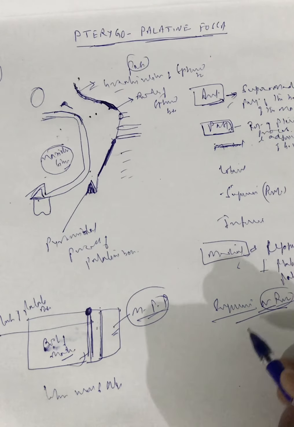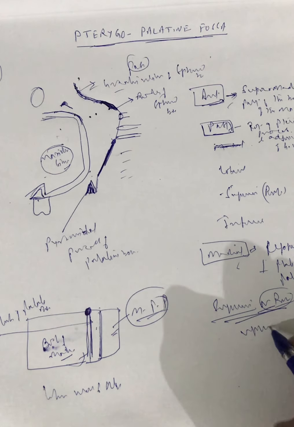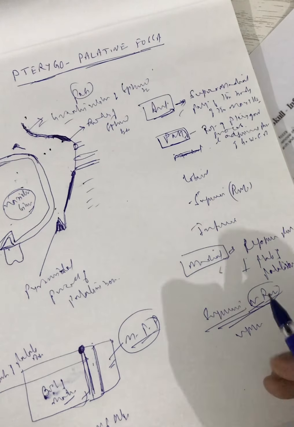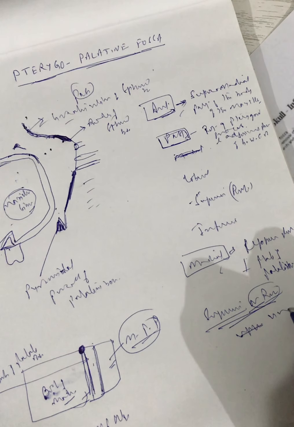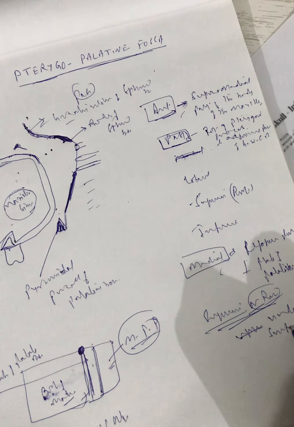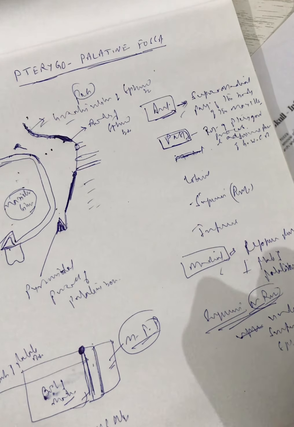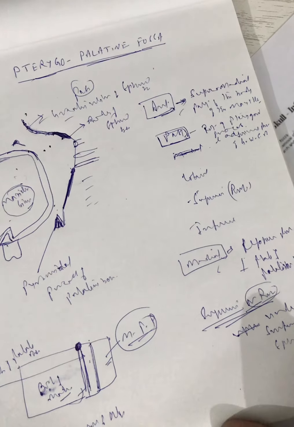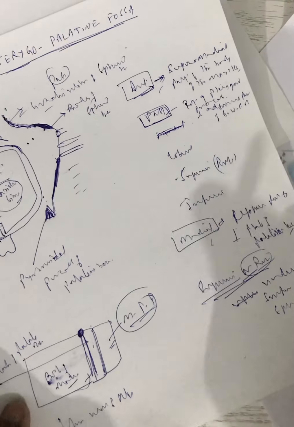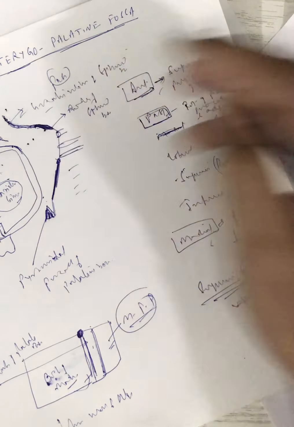So superiorly we have got the under surface of the body of the sphenoid bone. So this forms this under surface of the body of the sphenoid bone.